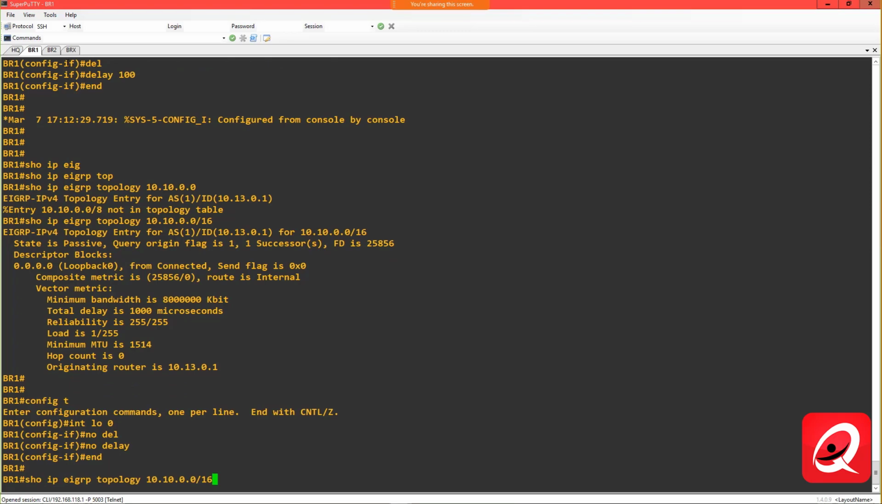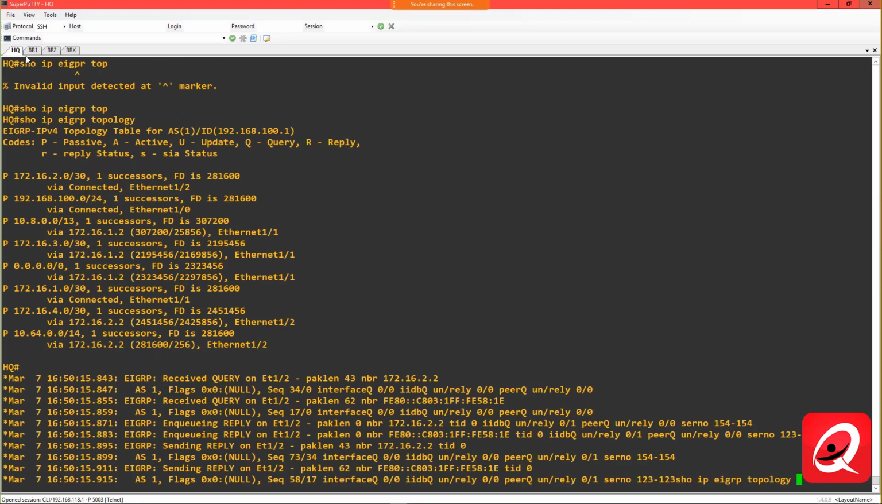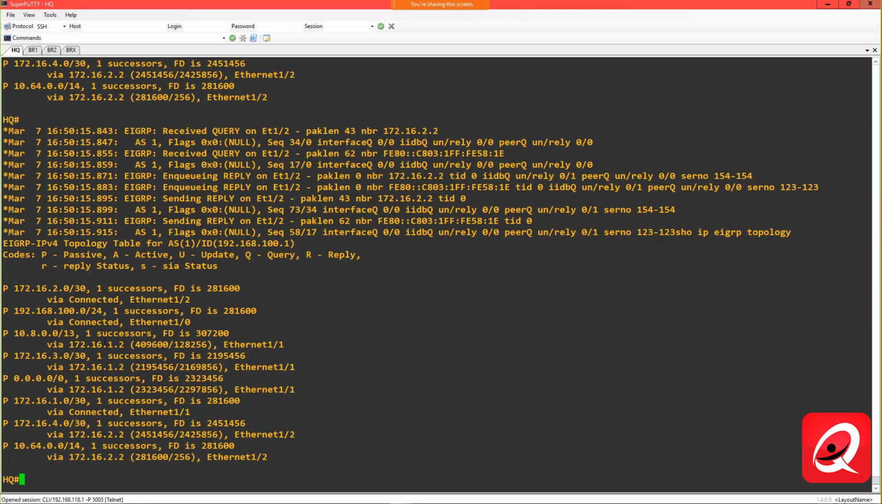now it's set back to its default. I can see that the metric went up to 128256, and if I look at HQ, for the 10.8, it went back up to 128256. So that's a reported distance from BR1 to the HQ router. We're just adding the cost of the link in between to get our overall feasible distance.